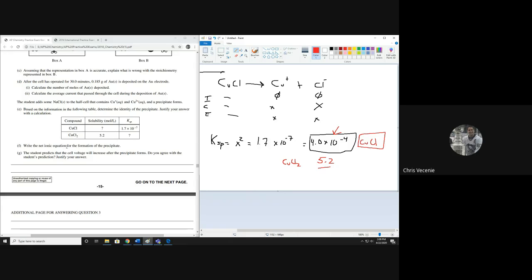Then it says, what's the net ionic equation for the formation of the precipitate? All right, so my net ionic equation for forming the precipitate is just going to be the reverse. Okay? Cu plus plus Cl negative going to the CuCl. Right? So you have to just be careful on the reading there. You're forming the precipitate, which means we had to put the precipitate on the right side. All right, questions on that part?